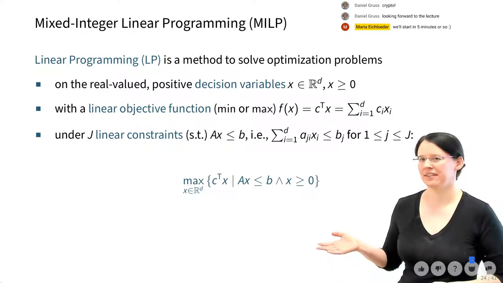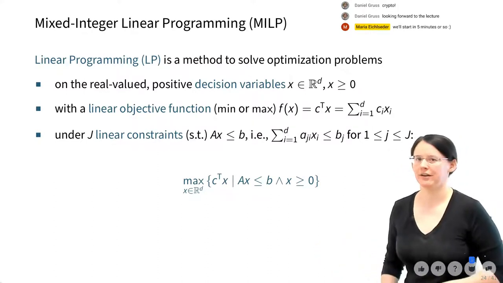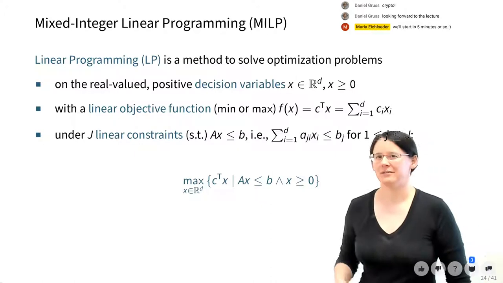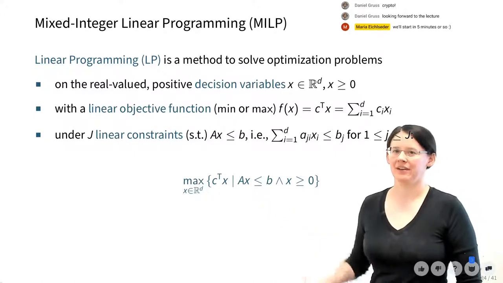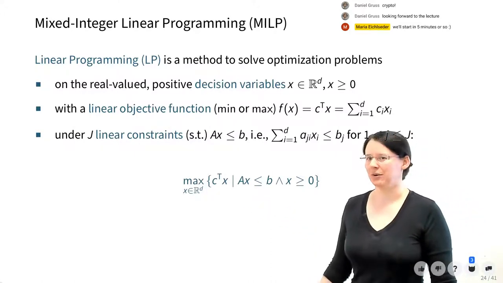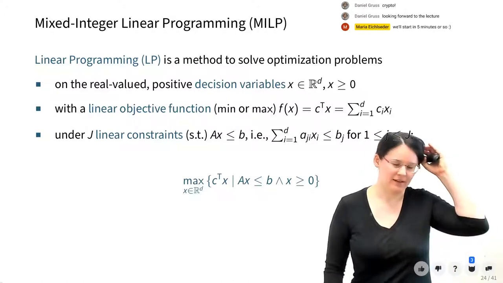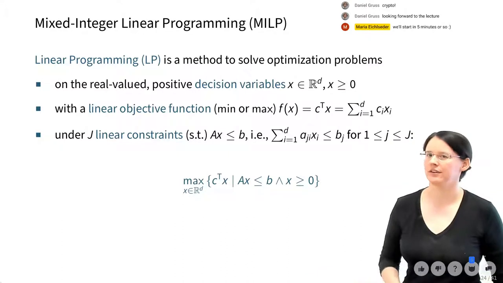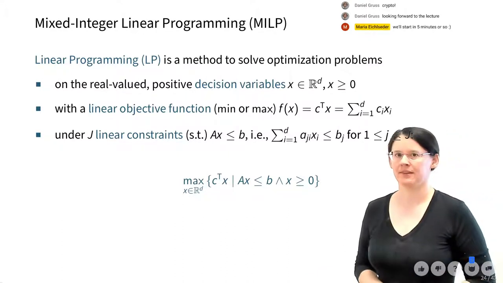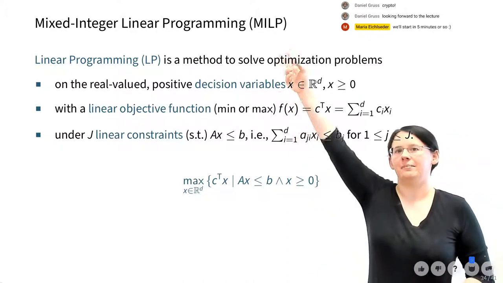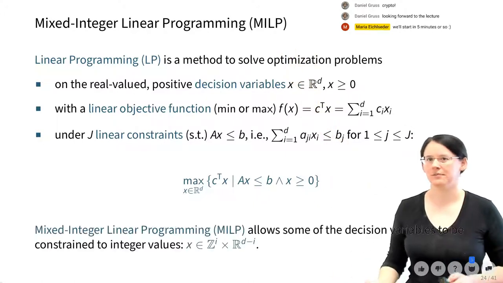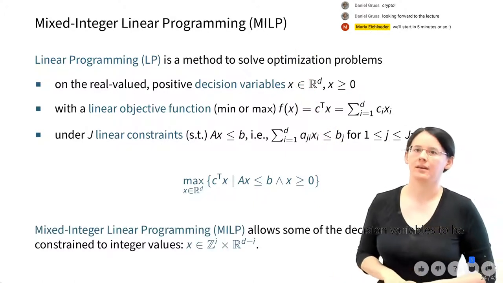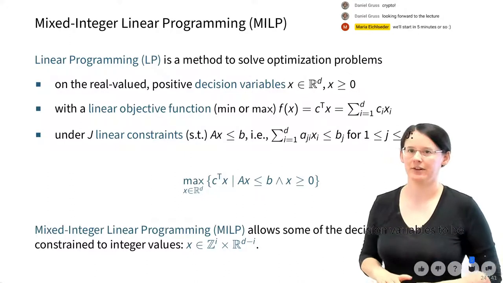Now, if you look at this, this is very, very far away from what we would need. In particular, it has all these real valued decision variables, which we don't really need in differential cryptanalysis, because we are only talking about discrete stuff. We are only talking about zeros and ones. And this is where the MI in MILP comes in, so the mixed integer part. What this means is that some of the variables are allowed to be integers.